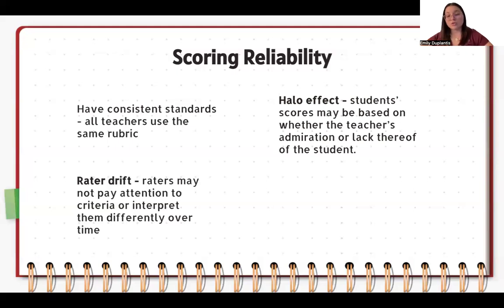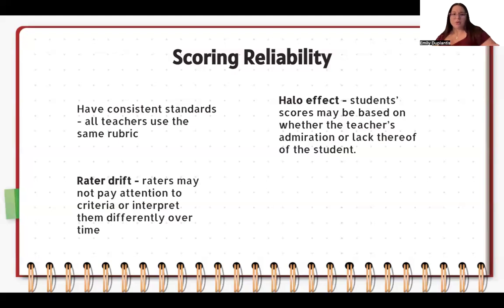So student scores may be based on whether the teacher's admiration or lack thereof for that student may affect their grade, right? So you know this is a great student. You know this student participates in class. Obviously, we know these kids. We are with them day in and day out. But maybe the day that they finalized their writing or the day they took this particular test, it was an off day for them. They did not do their best work.